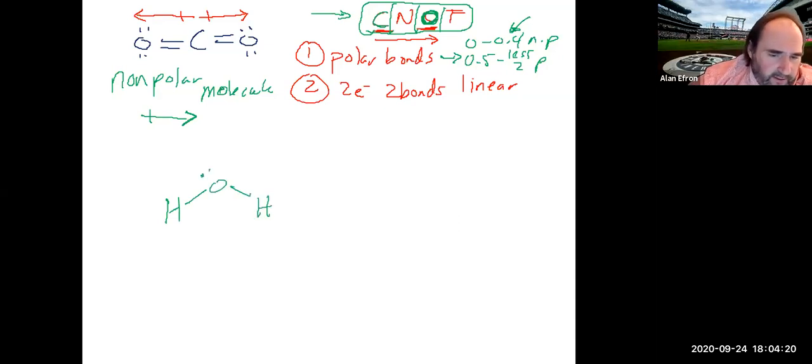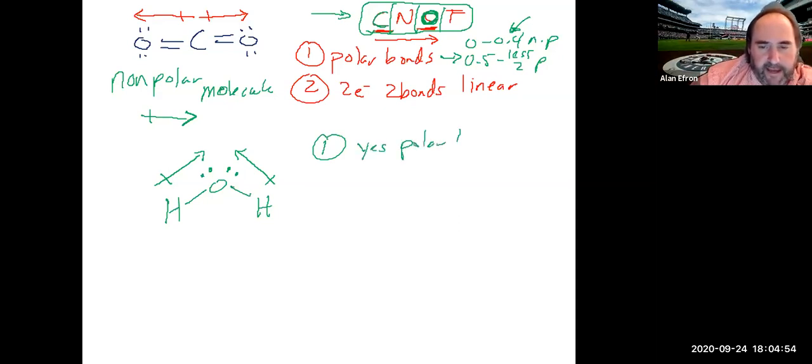If we look at water and we draw the Lewis structure, all pretty, I suppose. If we want to see if we have polar bonds here, if you went to that table and looked up those values between oxygen and hydrogen, oxygen is more electronegative. So we would have polar bonds heading in this direction towards the oxygen. And so for water, the answer is yes, we do have polar bonds.